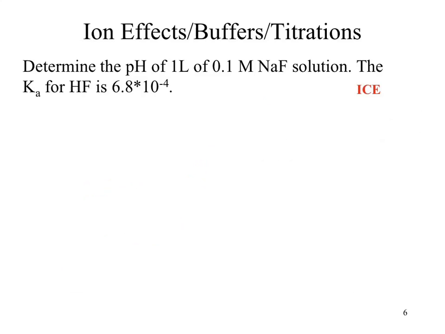So what could we go through and do? Well, we could evaluate all the way through this. This is ultimately a combination of all three things up there at the top: ion effects, buffers, and titrations. We're doing all of them. So we could go through and determine the pH of a 1 liter solution that is 0.1 molar in sodium fluoride. The Ka for this is 6.8 times 10 to the minus 4. Okay? Anybody notice any problems? Where would you start? Let's try that.